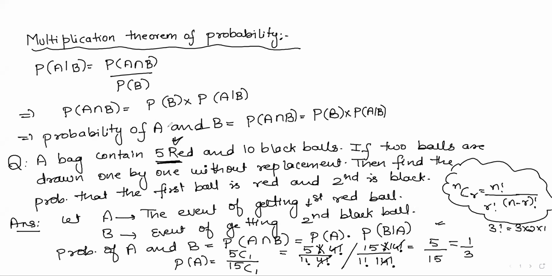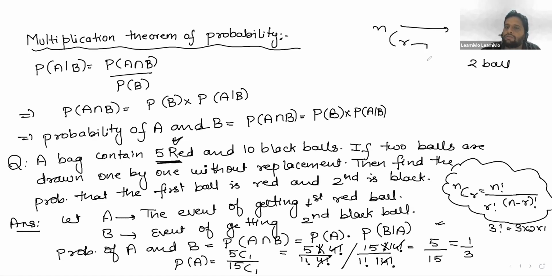Sir, can you say what N and R mean in nCr? Yes. You did this last year. In nCr, N means total items. For example, if you have a bag which consists of 10 balls, and from these balls you need to select 2 balls, then total is 10 and R is 2. Is it fine, Nabil?